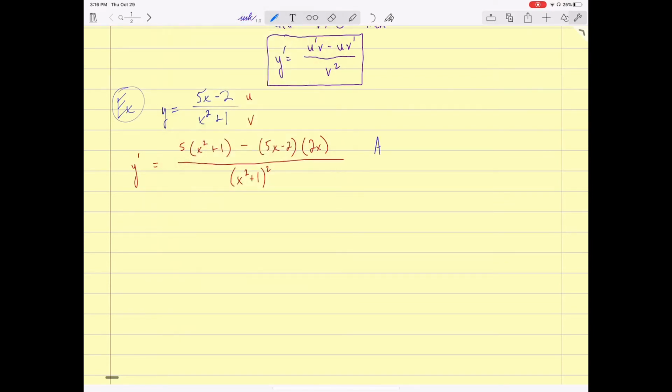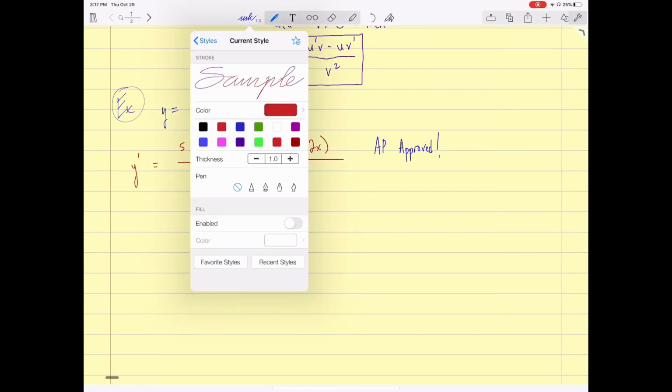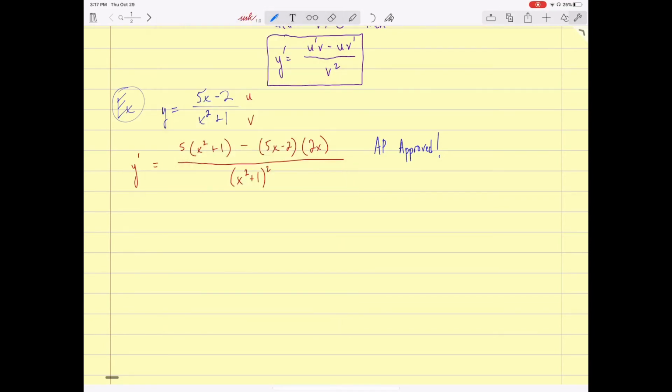So again, this would be AP approved. No simplification. However, I would like you to simplify on the homework and get used to it, because a lot of these problems are multiple choice. So if you are out of the habit of simplifying, you're not going to be able to find your answer in the multiple choice. So let's simplify that. That's 5x squared plus 5 minus 10x squared plus 4x.